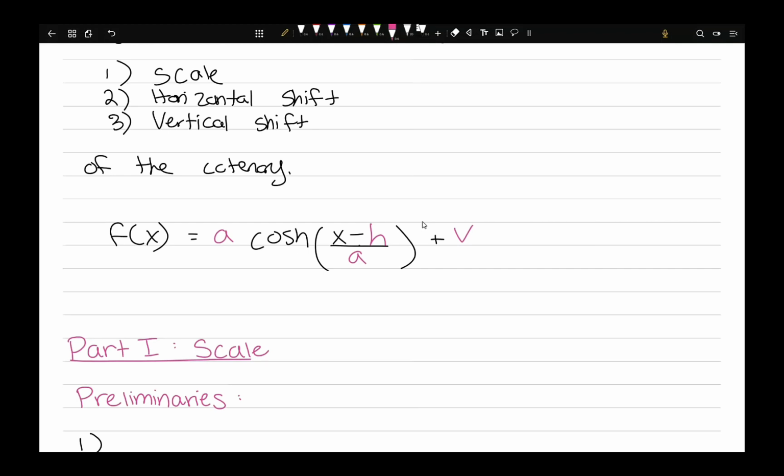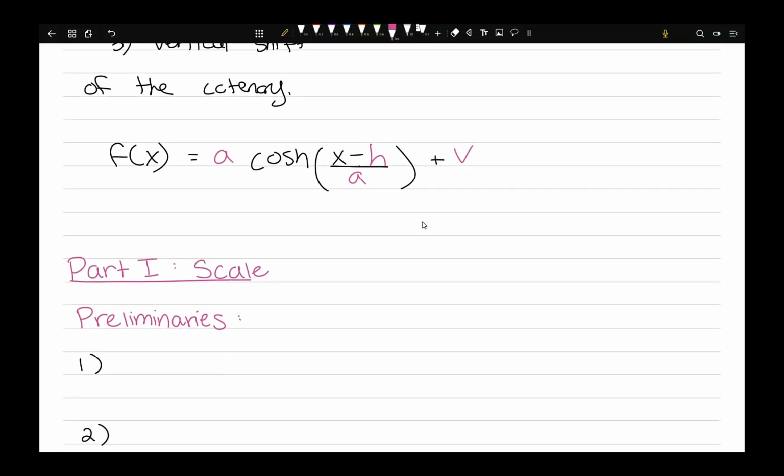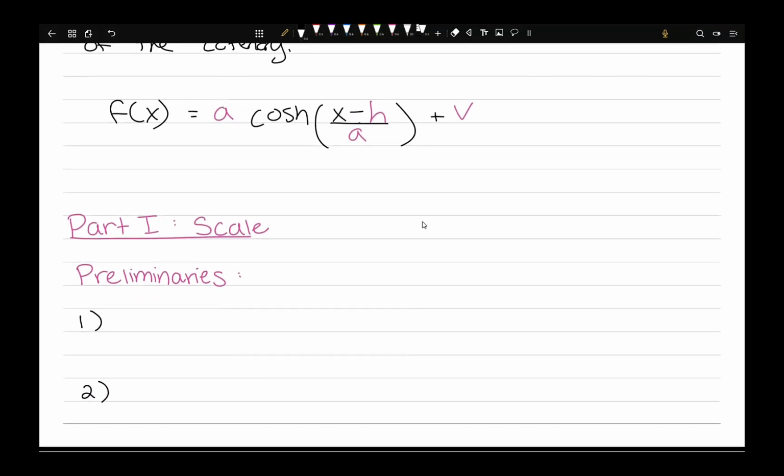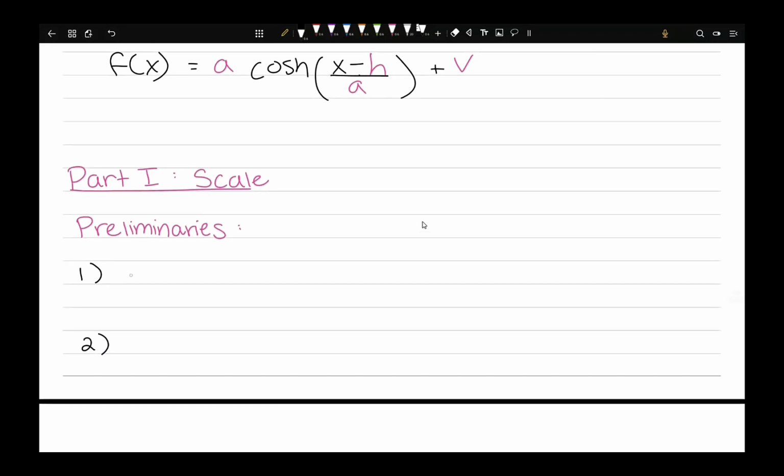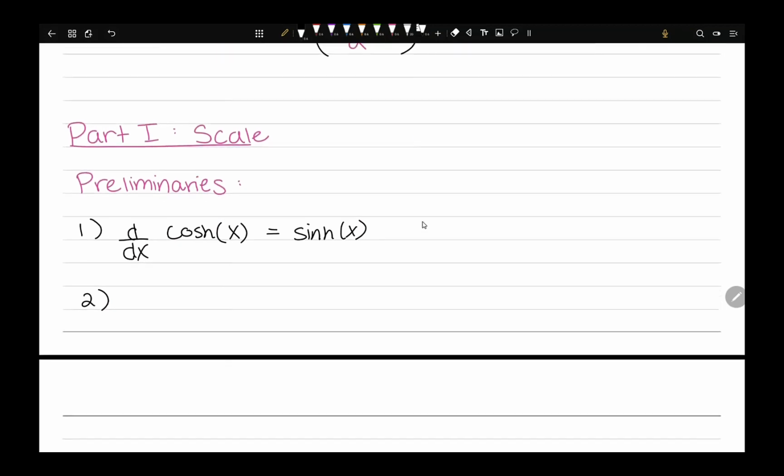Okay. So the first thing that we're going to solve for of these three parameters is the scale. And we have some preliminaries before we do that. The first thing is that the derivative of the hyperbolic cosine is the hyperbolic sine. I've chosen to call that sinh. I've heard it called shine, but I'll go with sinh. And then also the derivative of sinh is cosh. So it's even simpler to remember than just sine and cosine.